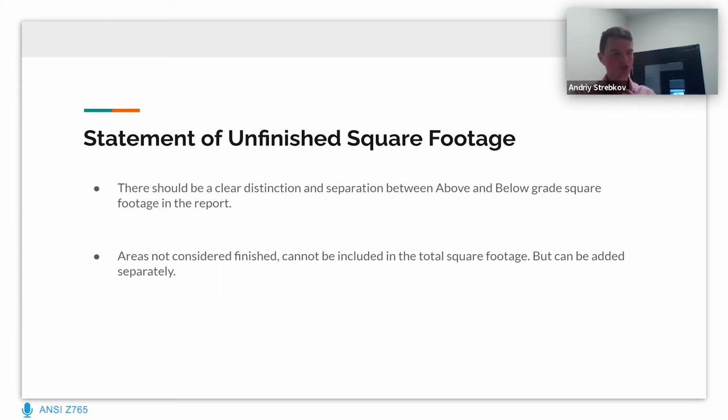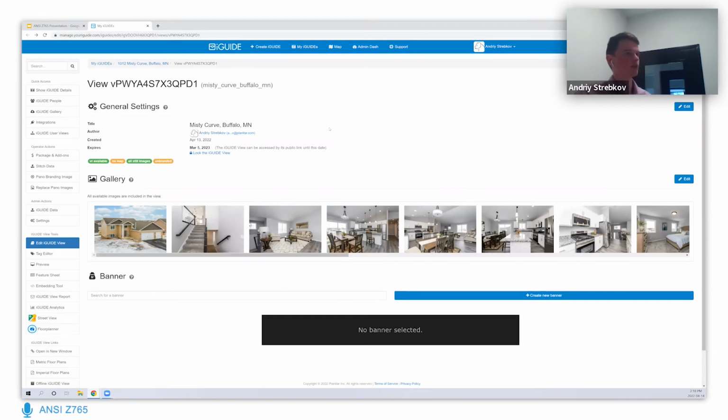How do you switch to ANSI standards with iGUIDE? You are probably all familiar with it already. This is the iGUIDE portal. I assume all of you already have access to this. I opened the back end of the iGUIDE that was created here. So I click edit in general settings. I click edit on the right hand side.